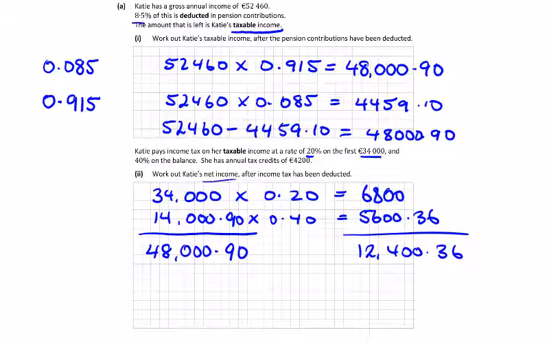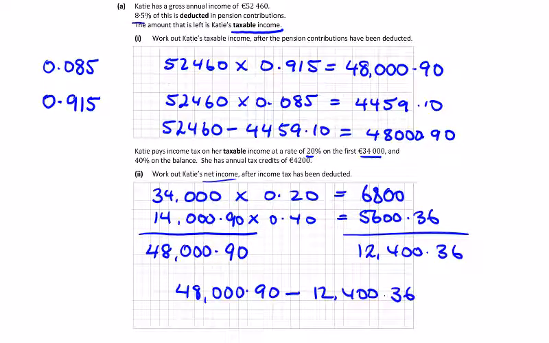We're asked for her net income. So her net income is going to be the 48,090 cent minus the tax, 12,436 cent.